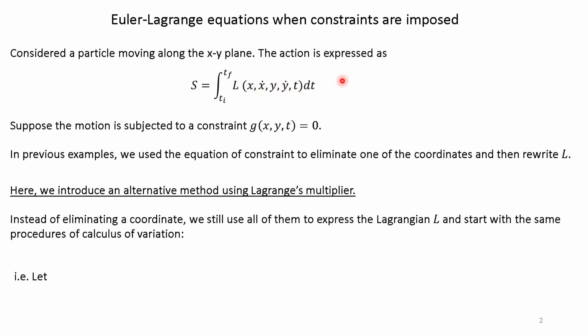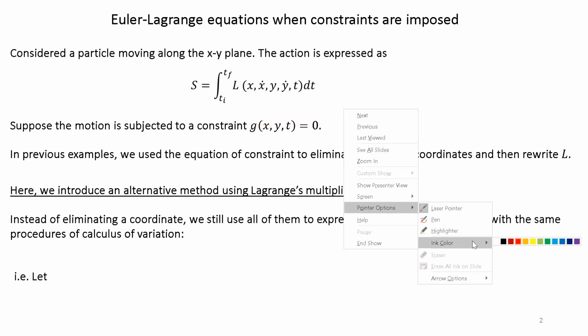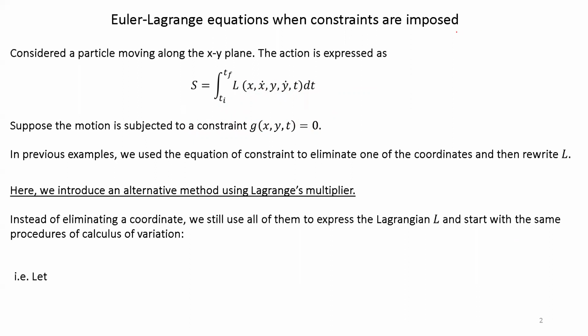But then suppose this motion is subjected to a constraint. The constraint that I consider can at least be written as an equation like this. For example, for the pendulum problem, I've said this too many times, but this is xy. So what is the constraint? The constraint is that x square plus y square minus L square has to be equal to 0. So that's the constraint, and that can be written in the form like this. So that's the example.